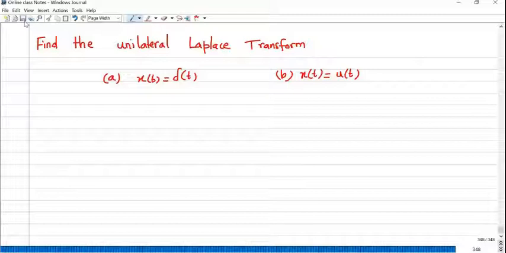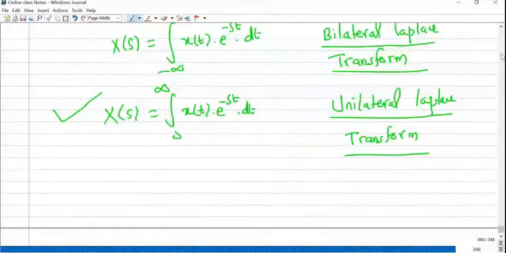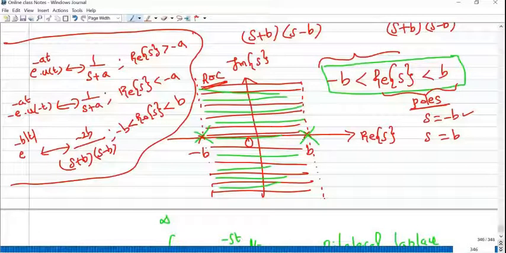Last class we solved a few problems in Laplace transform, and we understood how to plot the region of convergence. Causal signals: ROC is right sided. Non-causal signals: ROC is left sided. More than one causal signal: ROC is to the right of the rightmost pole in the S plane. More than one non-causal signal: ROC is to the left of the leftmost pole. If causal and non-causal are mixed, then the ROC is probably between any two poles. Last problem also: minus B to B, that is the region of convergence.